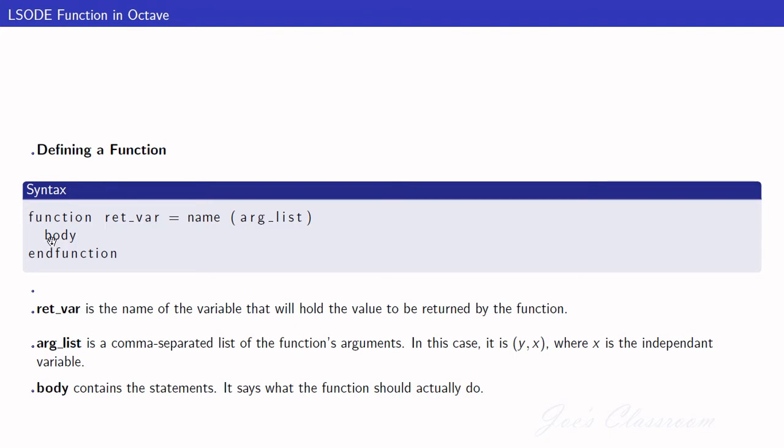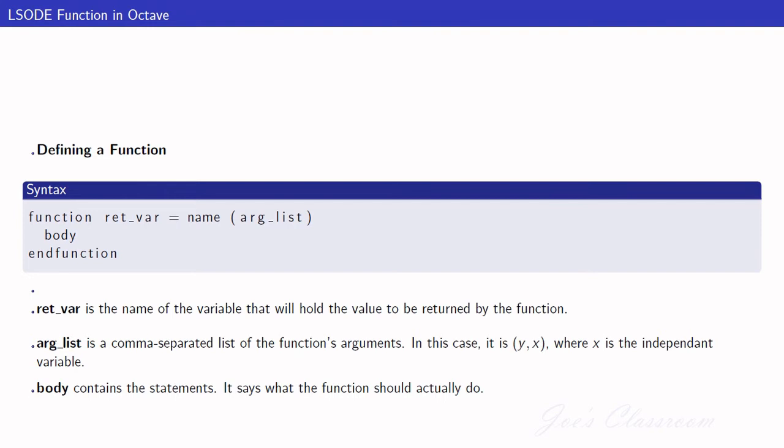So I'll repeat, if I need the variables x comma y to do computations inside the function, then the list of arguments here will be x comma y or y comma x. So this completes how we have to define a function.